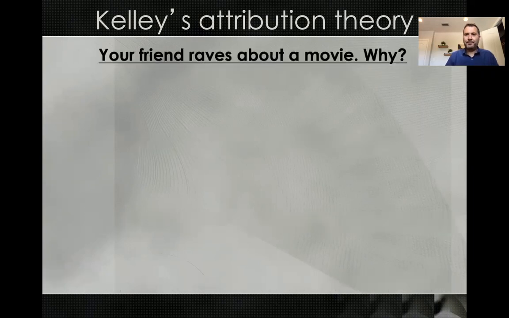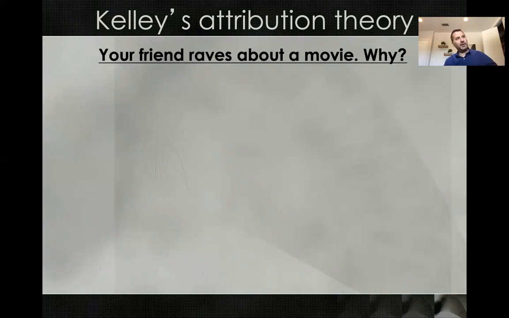So according to Kelly, when we explain someone else's behavior, let's use as an example that your friend comes to you and raves about a movie. They love this movie that they've just seen. Kelly's attribution theory says that when we try to explain why your friend is raving about this movie, we effectively ask ourselves 3 questions. I'm not saying we literally ask ourselves these 3 questions, but effectively we're using information from the answers we would give to these questions and combining that information to come up with an attribution.